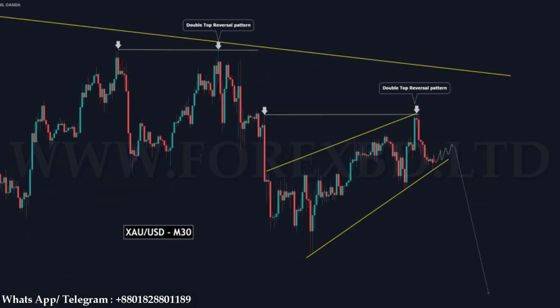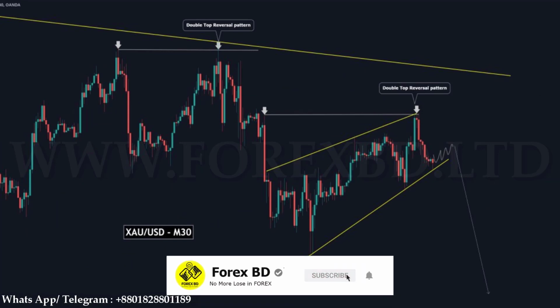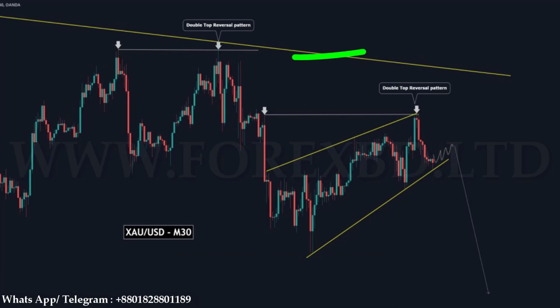The next pair is gold, that is XAU USD. In this pair, I am in the 30-minute time frame. In the beginning, you can see that the market created a double top pattern. In other words, this pattern provides a signal of reversal in the market.